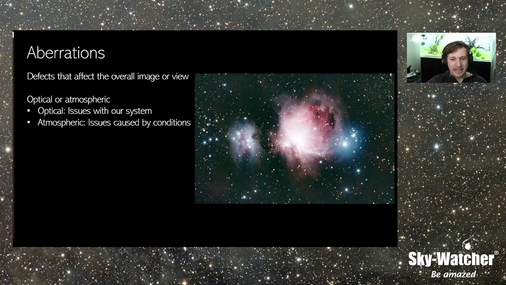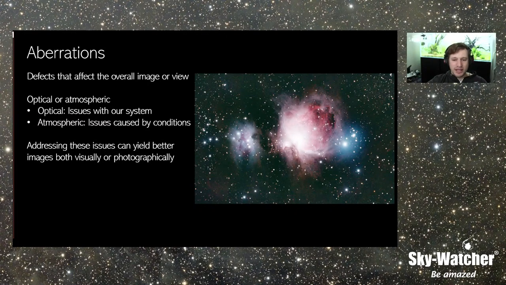Atmospheric are issues that are basically caused by the conditions or nature. We don't have a lot of control over any atmospheric aberrations, but they can nonetheless still affect your view and your image. So there's a couple things you want to pay attention to there.